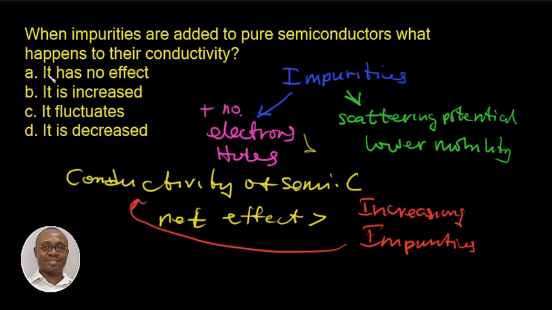Good. So now let us take a look at the options. A, it has no effect. This is incorrect. B, the conductivity is increased. Yes. C says it fluctuates. No. And D says it is decreased. Not at all. So option B is the right answer.